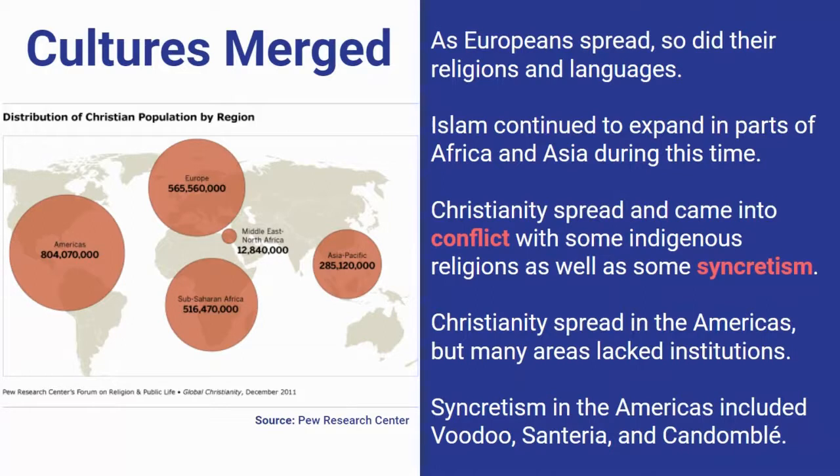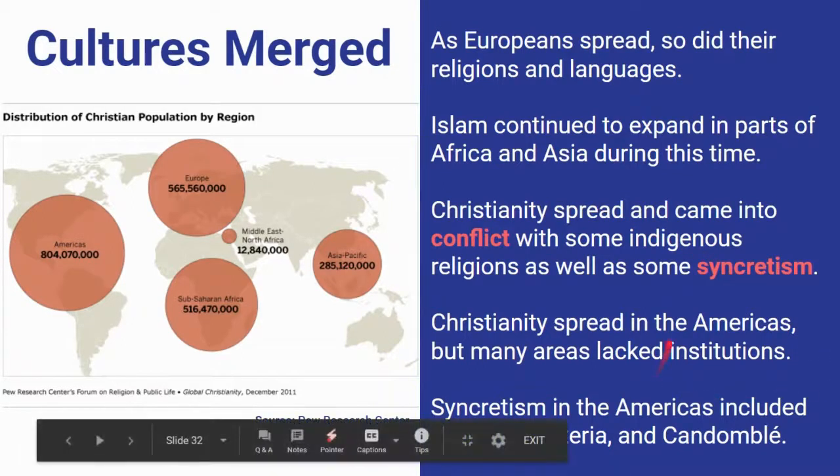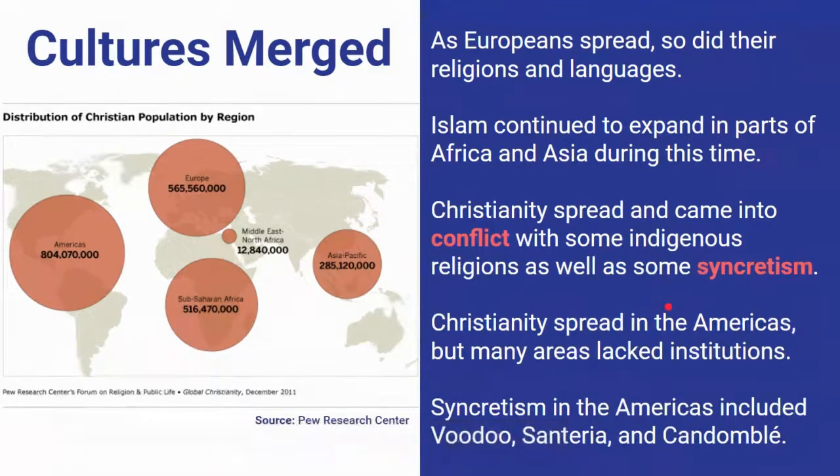And remember, you had different groups together now. So in the Americas, you had indigenous groups, African groups, and European groups, all merging some ideas together. And some examples of syncretism that you should know are things like Voodoo, Santeria, and Candomblé.